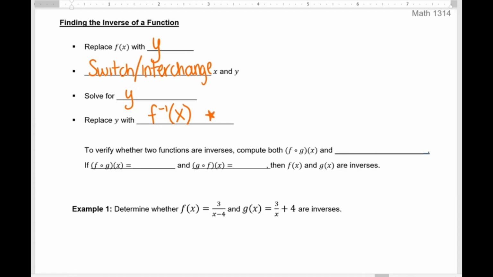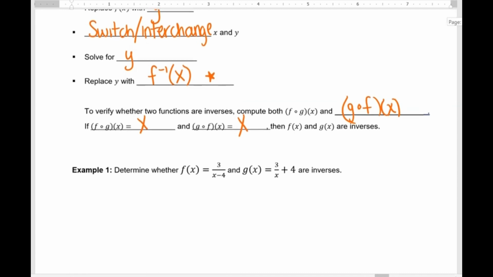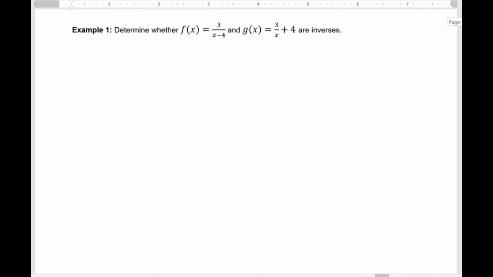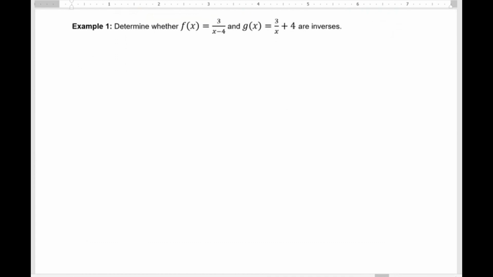And if you need to verify if two functions are inverses, you need to find both f of g of x, so f composed with g, and g composed with f of x. And if they both equal x, then they are inverses. So you do the composition both ways, and if you get x each time, they're inverses. Okay, we're going to do some composition to prove that they are inverses.